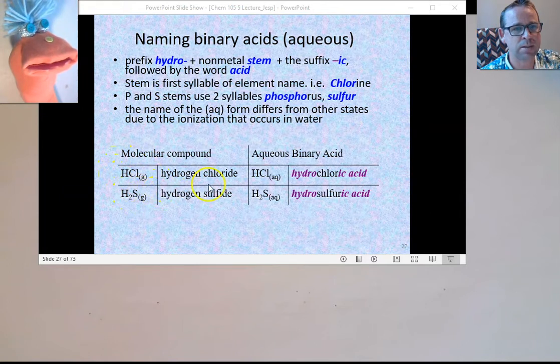So HCl, H2S. These are binary acids, and they're named following this model. You could say hydro, and then you fill in the blank here with the name of your counter ion.